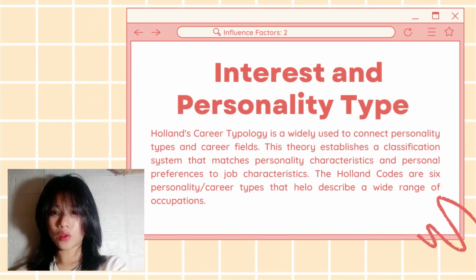Holland's career typology is widely used to connect personality types and career fields. This theory establishes a classification system that matches personality characteristics and personal preference to job characteristics. The Holland codes are 6 personality career types that help describe a wide range of occupations.